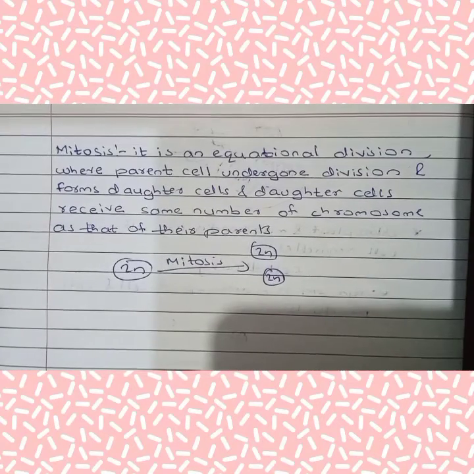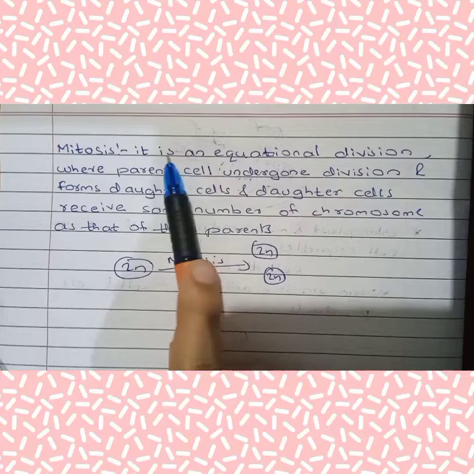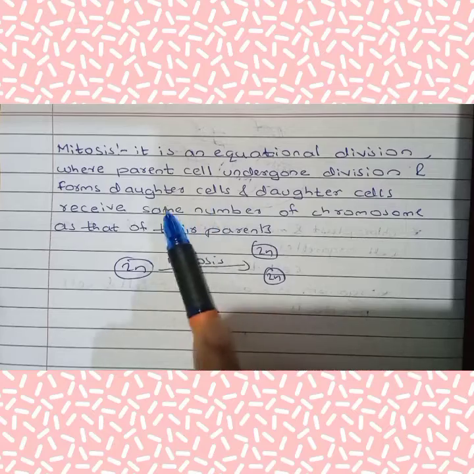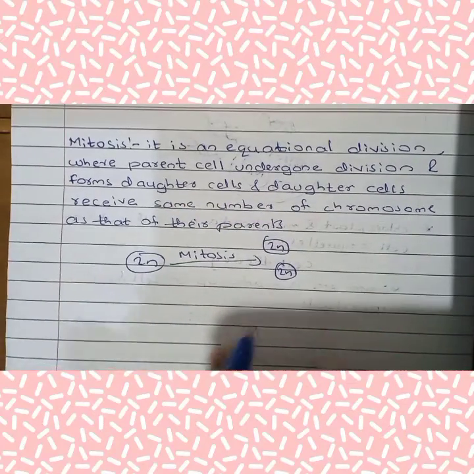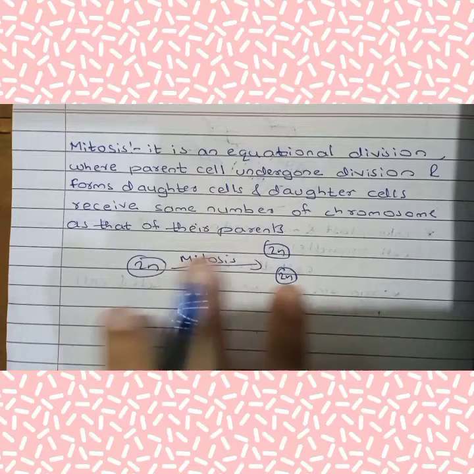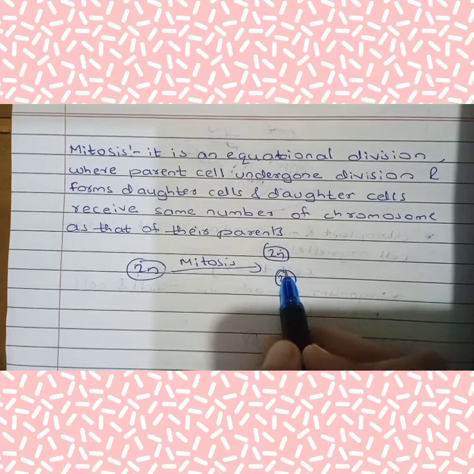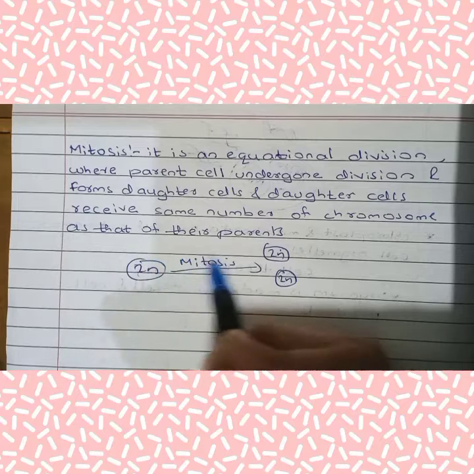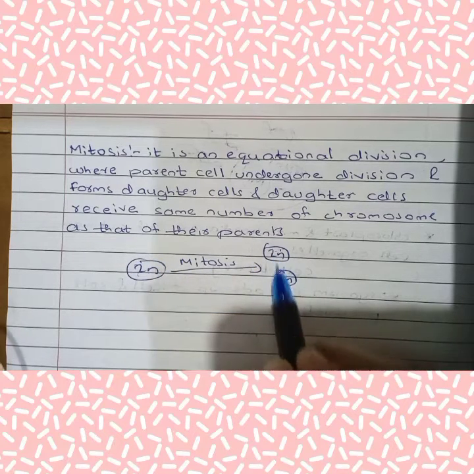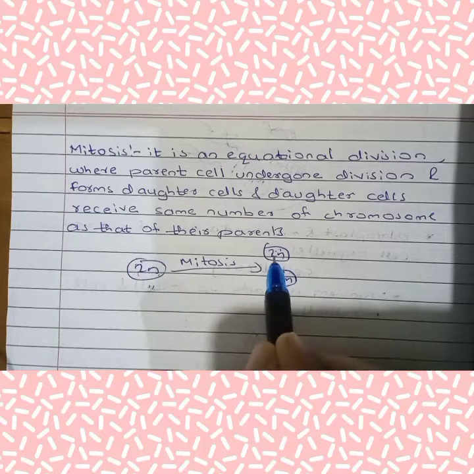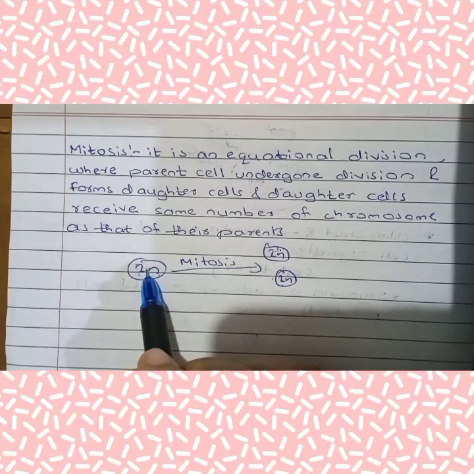Now let's study some new topics, that is mitosis. It is an equational division where the parent cell undergoes division to form daughter cells, and the daughter cells receive the same number of chromosomes as their parents. The cell division happens according to mitosis. So this is 2n, which means 2 units of chromosomes. When the parent cell divides, two daughter cells are formed, and they receive the same number of chromosomes as the parent. It has 2n, and they also have 2n, so it is an equational division.